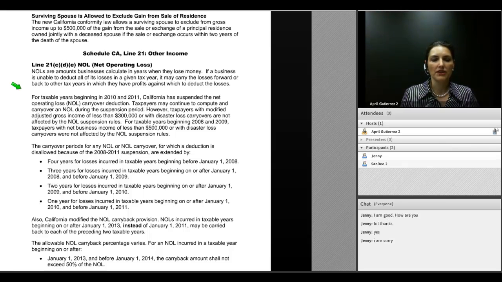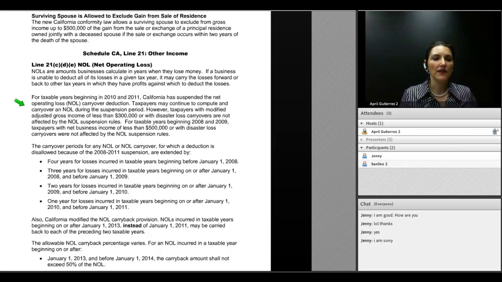Now on line 21, the big thing to focus on is NOL deductions. And again, because of the budget issues in California, California suspended a lot of different things, including NOL deductions. For taxable years beginning in 2010 and 2011, California has suspended the net operating loss carryover deduction. Taxpayers may continue to compute and carry over an NOL during the suspension period.